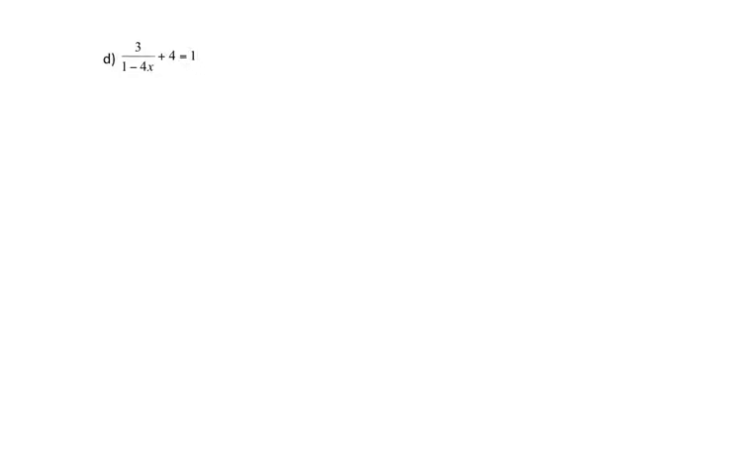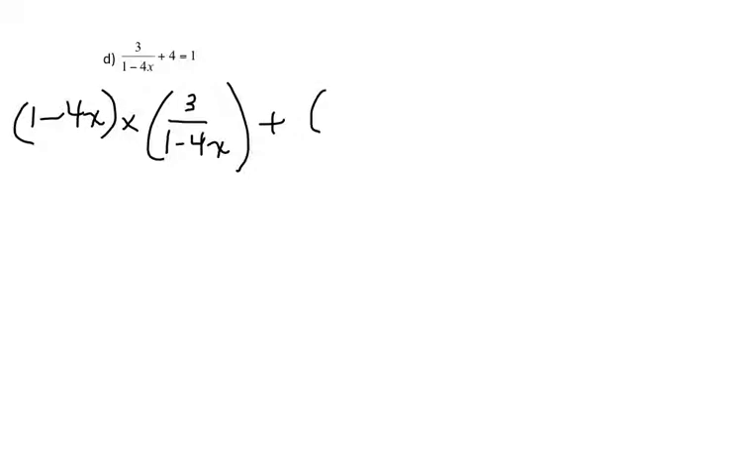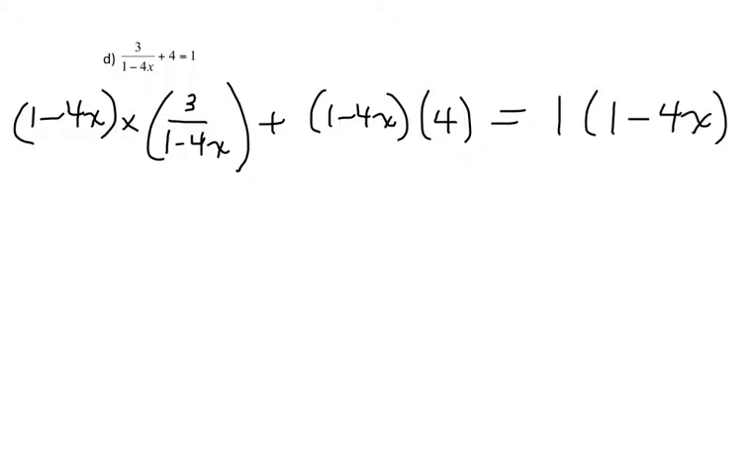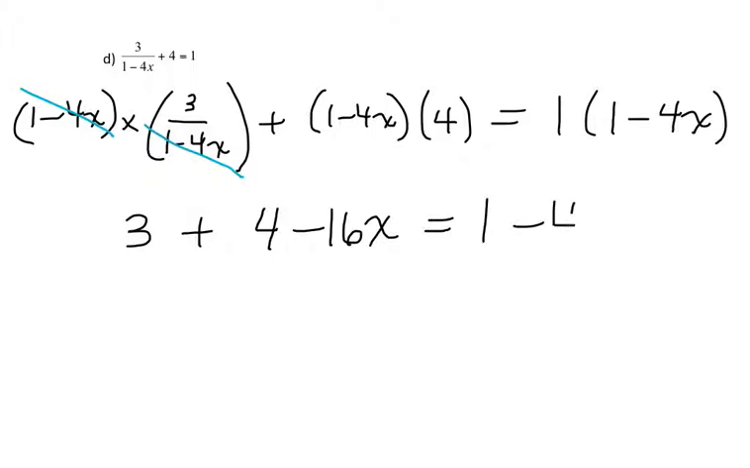Okay, here I have only one denominator, 1 minus 4x. So I'm going to multiply everything by my denominator so it cancels. So I'm going to multiply (1 minus 4x) times 3 over (1 minus 4x). I'm going to multiply (1 minus 4x) by 4. I'm going to multiply 1 by (1 minus 4x). So in this case, I have two common denominators, so I have a (1 minus 4x) over (1 minus 4x), so that cancels. So I get 3 plus, if I distribute here, 1 times 4 is 4. Negative 4x times 4 is negative 16x equals 1 times 1 is 1 minus 4x.